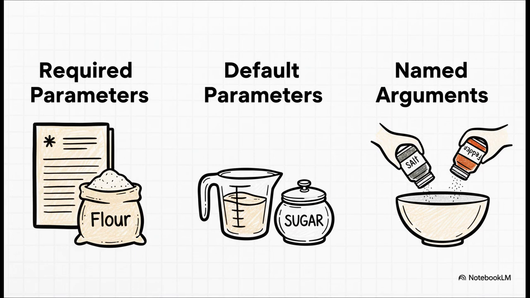And just like any good recipe, you need ingredients, right? Functions are exactly the same. We call these ingredients parameters or arguments. And Kotlin gives you some really great options here. You've got your required ones, the flour and eggs, you can't bake without them. Then you have default parameters, which are like, if you don't have vanilla, that's okay, we can skip it. And my favorite, named arguments, which let you be super clear about what you're putting in. It makes your code so much easier to read.